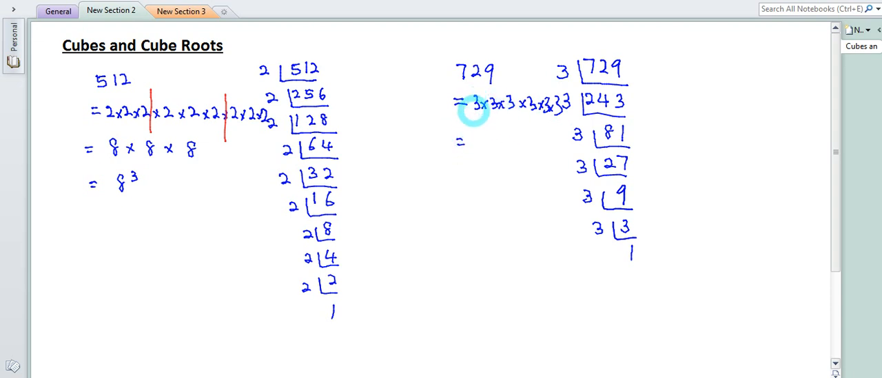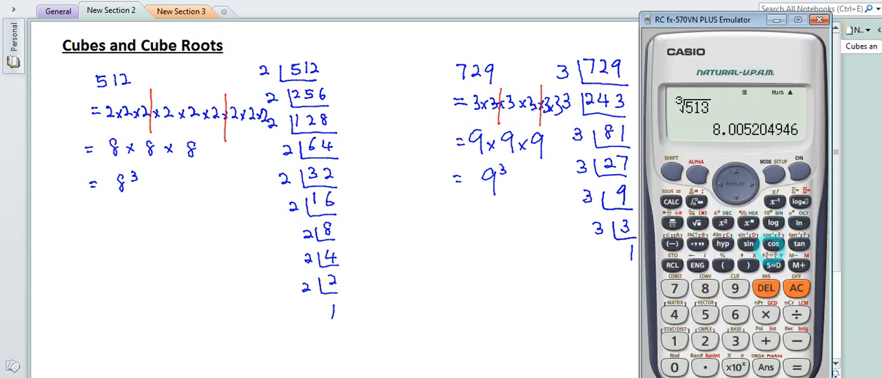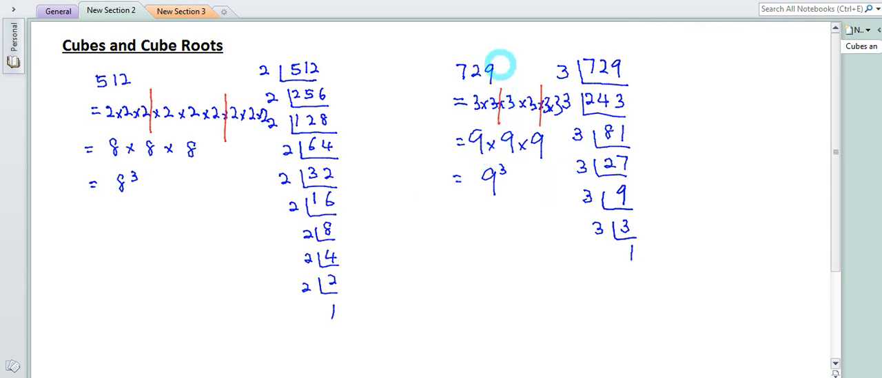I want to separate them into 3 identical groups. 1, 2, 1, 2. From here I get 3 times 3, you get 9. Here, 3 times 3, you get 9 also. And we know 729 is actually equal to 9 to the power of 3. Let me check whether it is correct or not. 9 to the power of 3, 729, correct. So from here, we can conclude that 729 is a perfect cube. Easy, right?